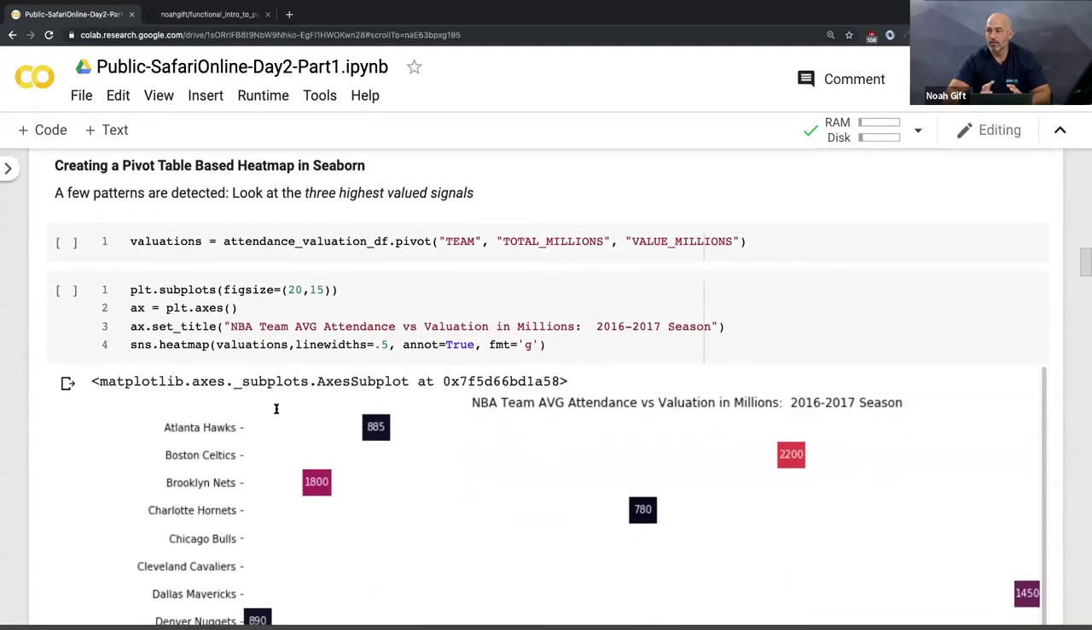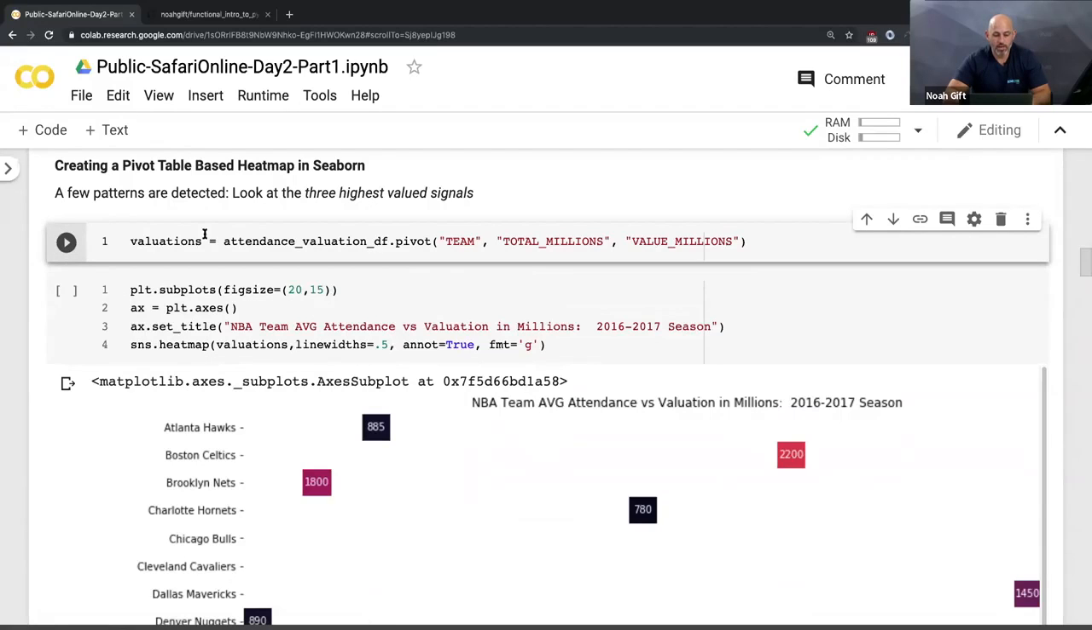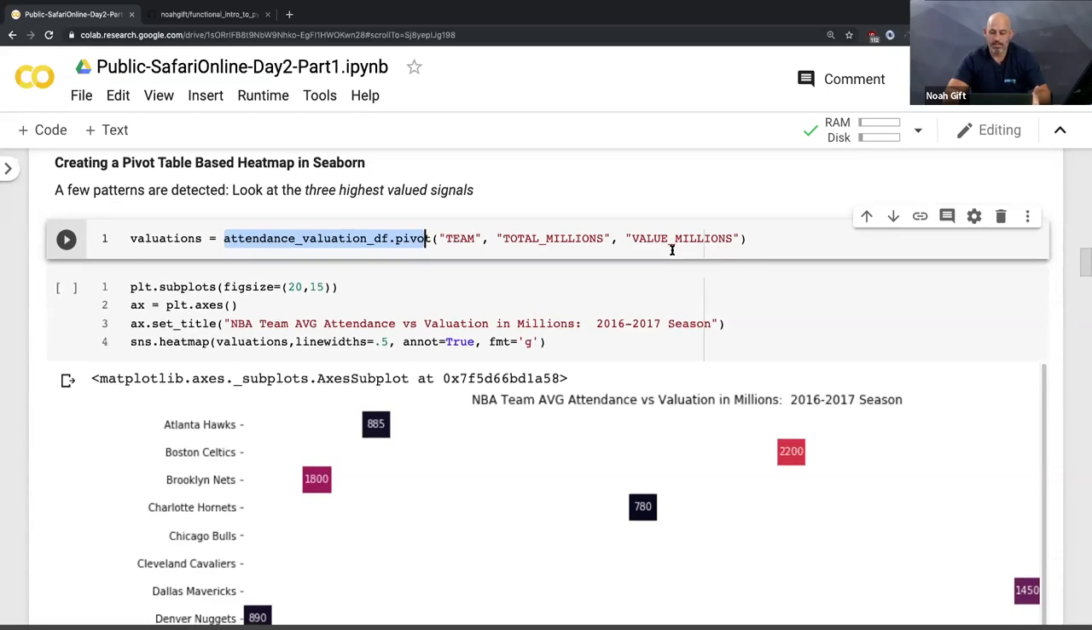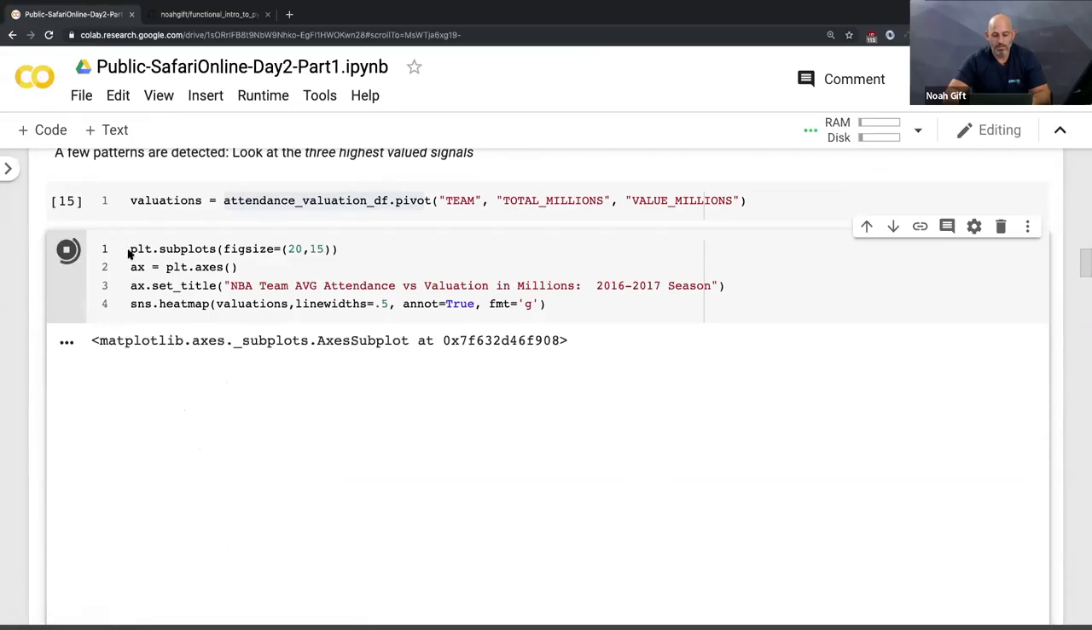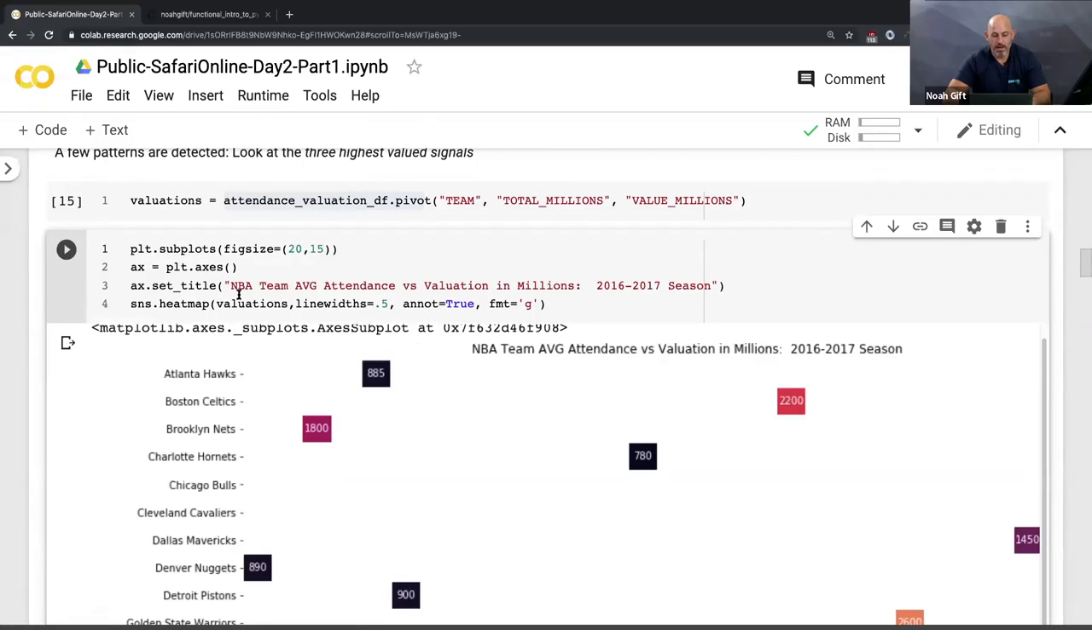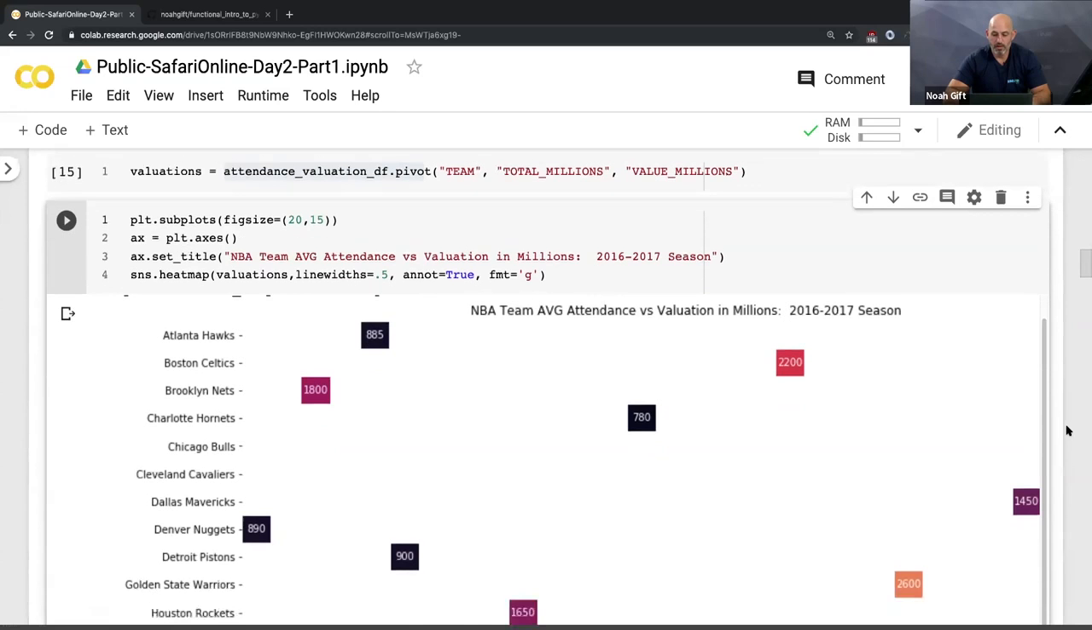Now, another thing you can do that's very similar to if you're using Excel, for example, is a pivot table. In this case, what I do is I take that data frame and I pivot it and I create a team, total millions, and valuation of the team. So I take the attendance, the team name, and the valuation, and I create a plot here using the command plt.subplots, and then I put in a title that says NBA team average attendance versus valuation. And this is just another way of visually looking at the data.